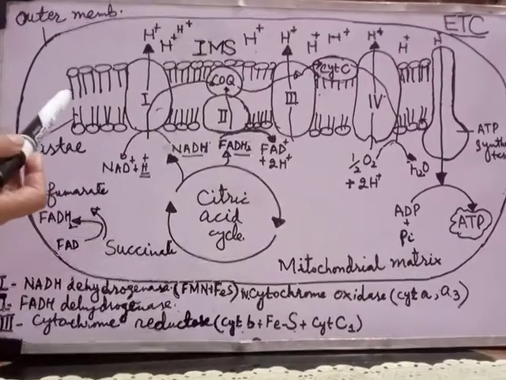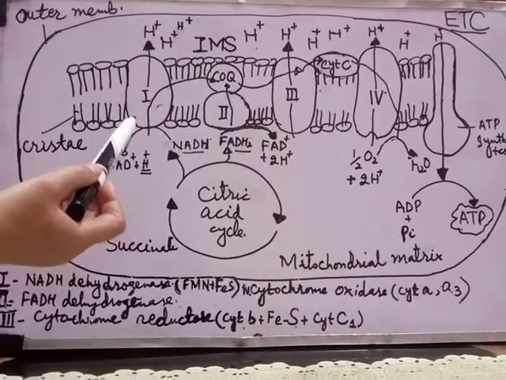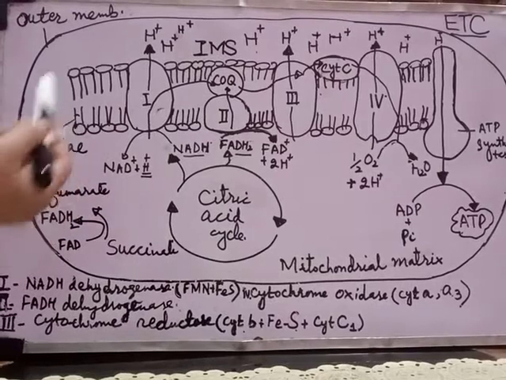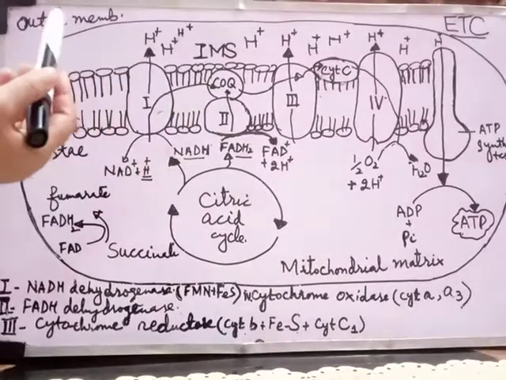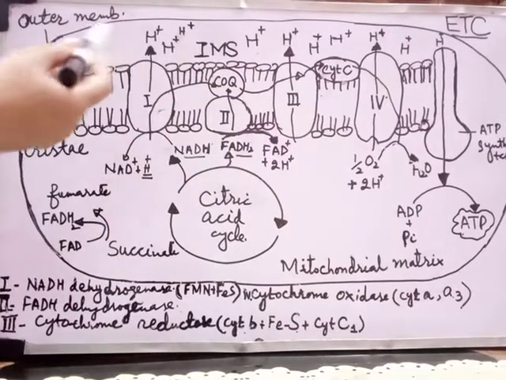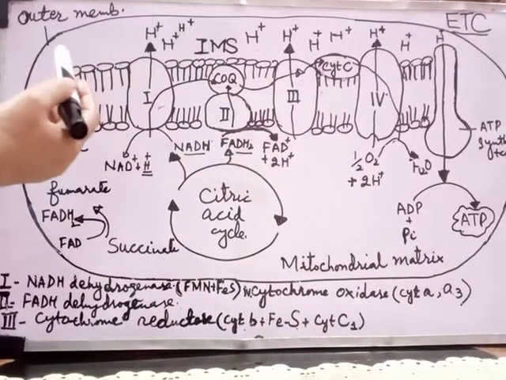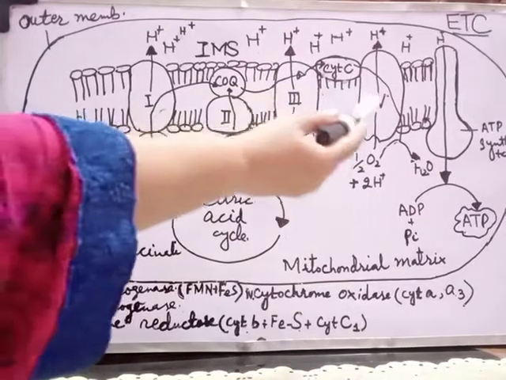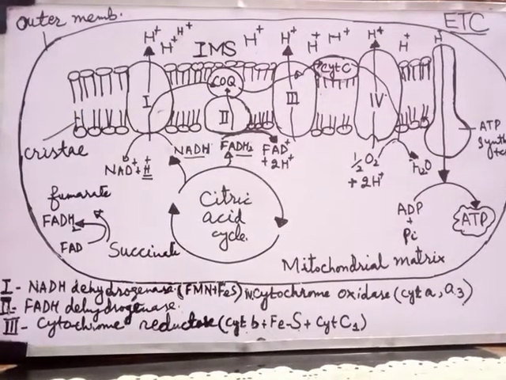Student, the electron transport chain is a collection of membrane-embedded proteins and organic molecules, most of them organized into four complexes, which are labeled 1 to 4. You can see from the figure.